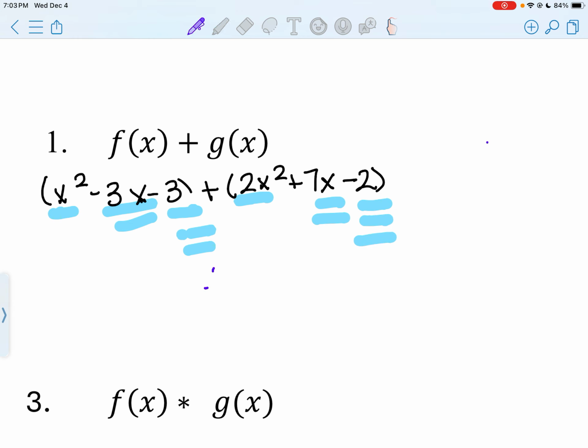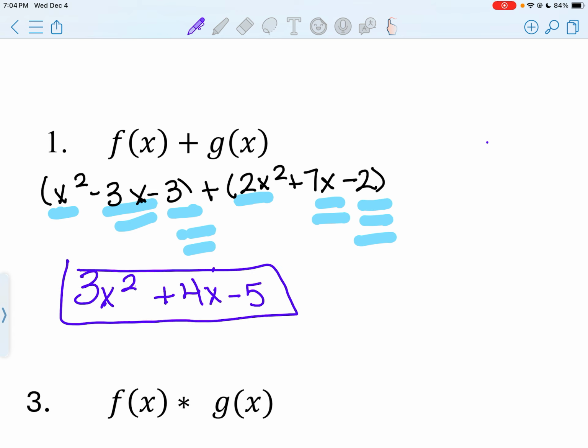So I'm going to combine my like terms here. X squared plus 2x squared, well, that's a 3x squared. And if you don't see a number in front of a variable, it's always 1. Negative 3x plus 7x, that's a positive 4x. A negative 3 plus a negative 2, that is a negative 5. And we combine like terms. We are finished.